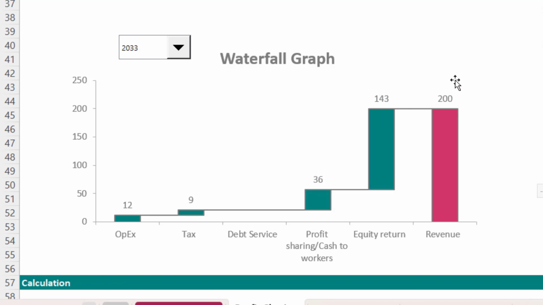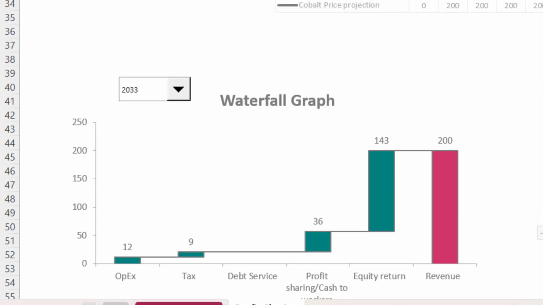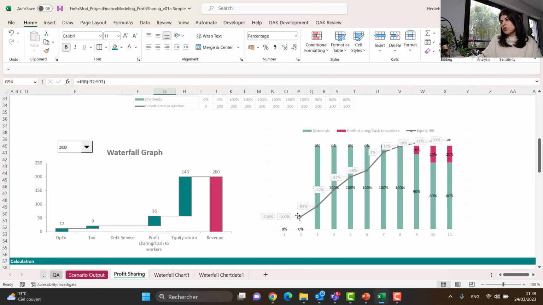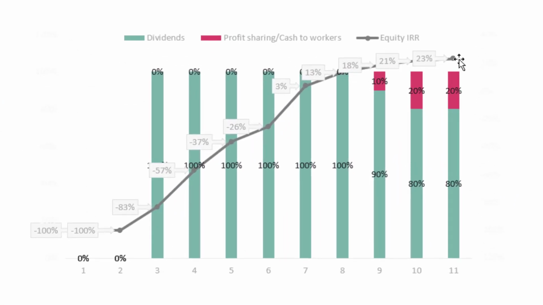So let's say in year 33, you pay your OPEX, you pay your taxes, you don't have any debt left, you have paid all your debts. So now you can distribute some of your dividend as profit sharing, and you can see that this waterfall chart can show you this. Another thing is to have a bar chart together with a line chart to show how the equity IRR moves and how the profit sharing is structured based on this IRR hurdle.